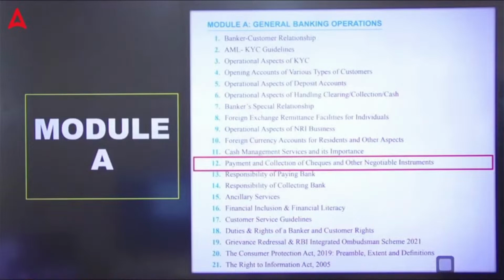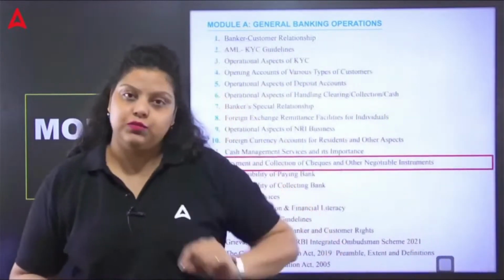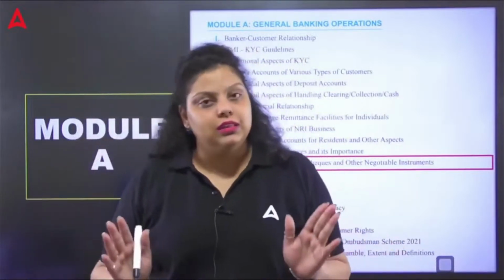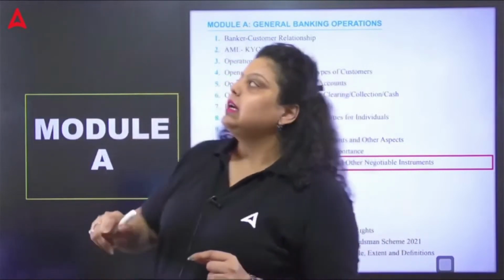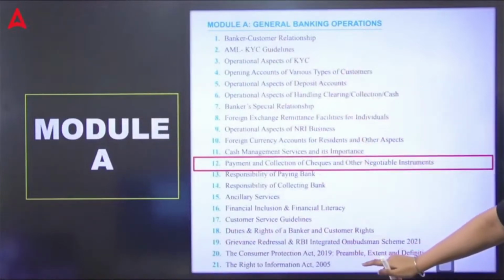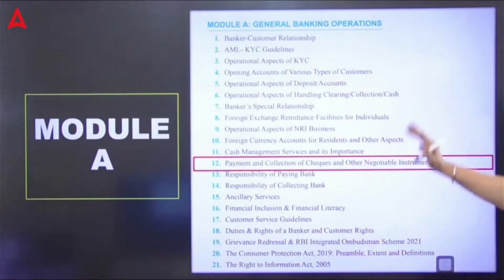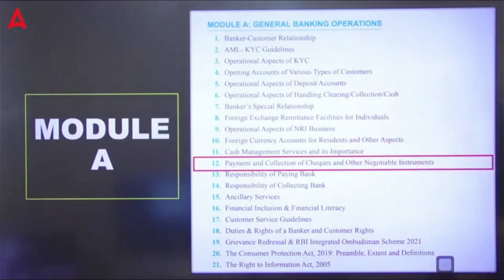If I talk about PPB, Principles and Practices of Banking, this particular subject covers 55 units. Out of 55 units, 21 units are in the first module, that is Module A of your PPB. Clear? That talks about the general banking operations, all the general operations a banker performs in a bank. So we are going to cover all these in Module A. Till now 11 chapters we have covered. Now this is the 12th chapter, payment and collection of cheque and other negotiable instruments.